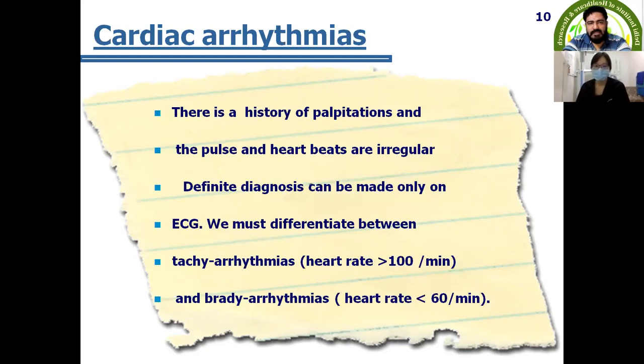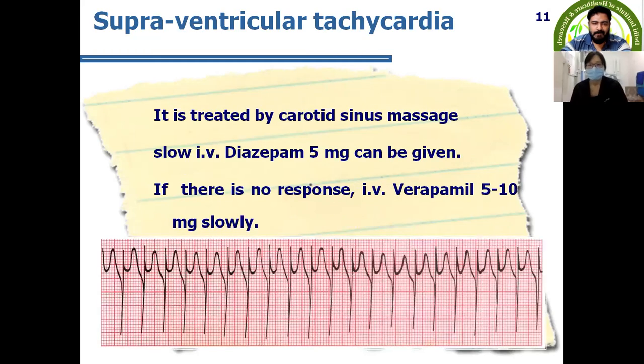In cardiac arrhythmias, there is a history of palpitation and the pulse rate of the heartbeat is irregular. Only an indefinite diagnosis can be made. ECG must differentiate between tachycardia and bradycardia. So this is the most classic ECG you can see in supraventricular tachycardias.